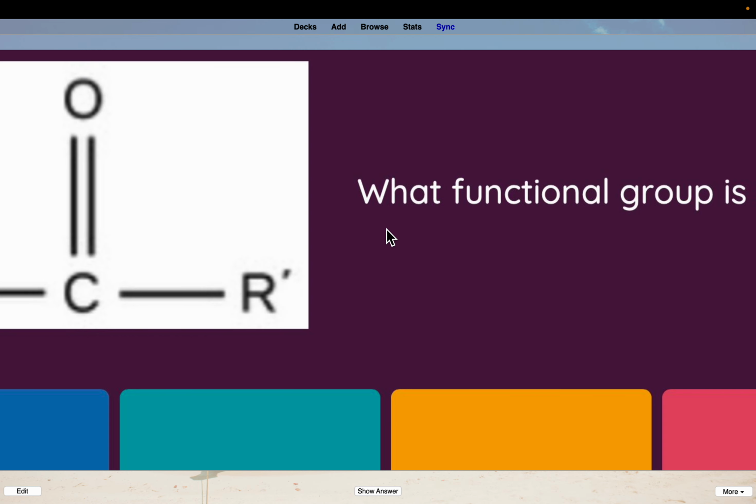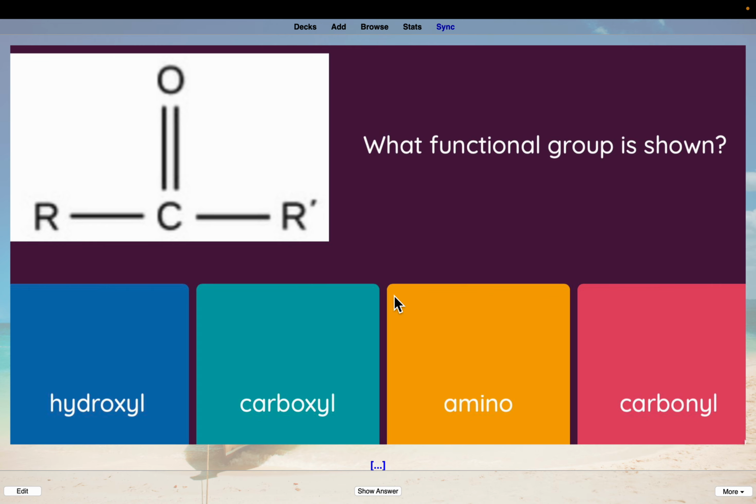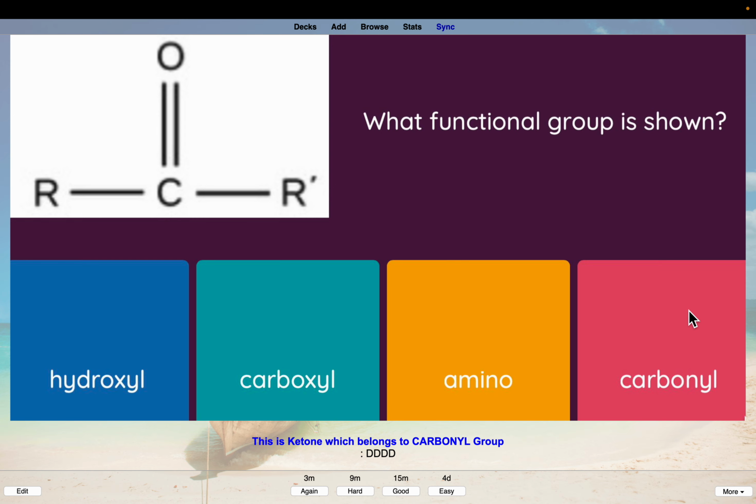Anyways, what functional group is shown? This is not amino, this is not carboxyl, this is carbonyl. Carboxyl looks different from this, so definitely carbonyl. Hydroxyl has OH, we don't have OH here. Amino has NH2, carboxyl is again different from this illustration, so carbonyl is the answer, which is correct. Specifically, this is ketone. Ketone belongs to the carbonyl group.